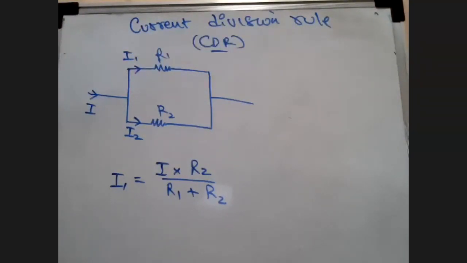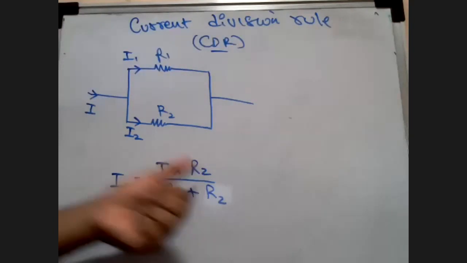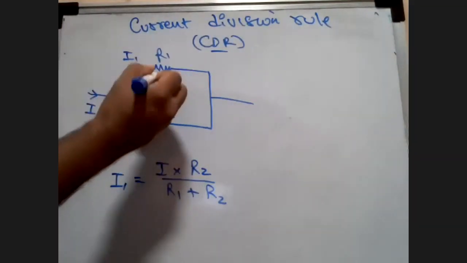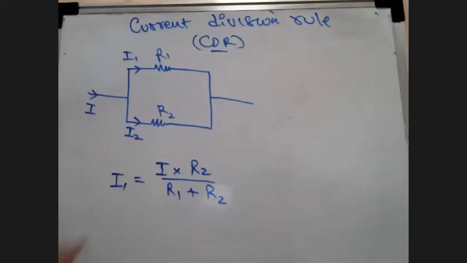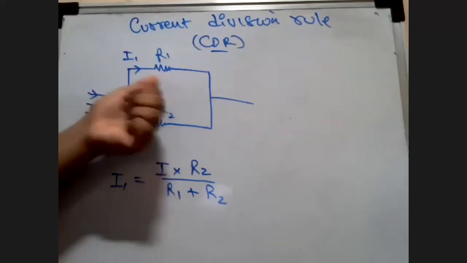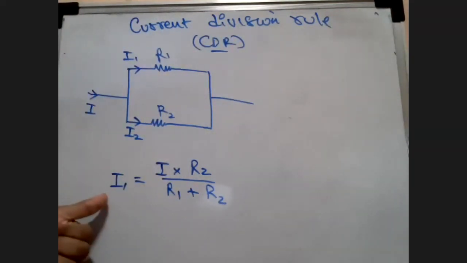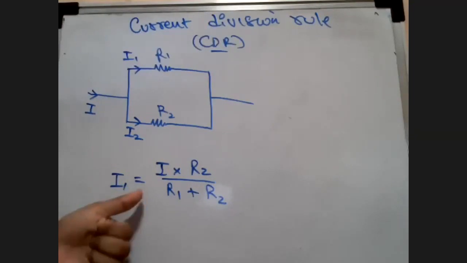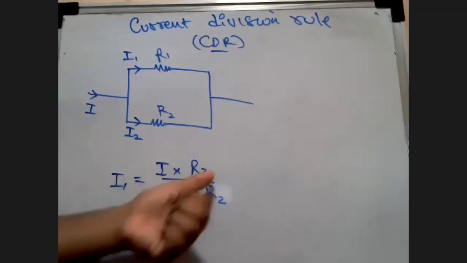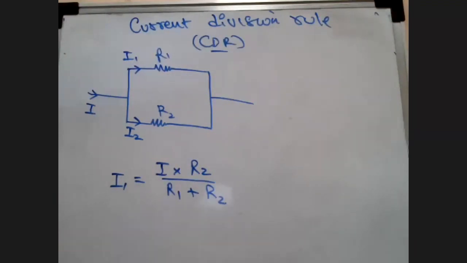Any doubt so far? So my I1, please write this in your books. I1 will be total current I into the opposite resistor to the one for which I have been asked to find the current. Suppose I have been asked to find the current in R1, where I1 is passing. I can say I1 is equal to total current I into the opposite resistance R2 upon total resistance R1 plus R2.